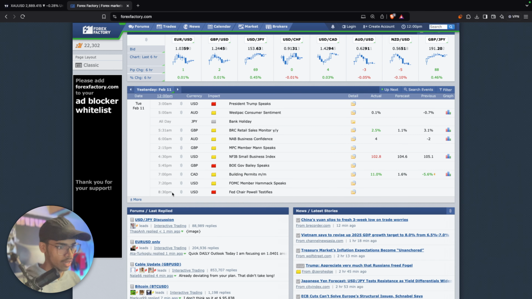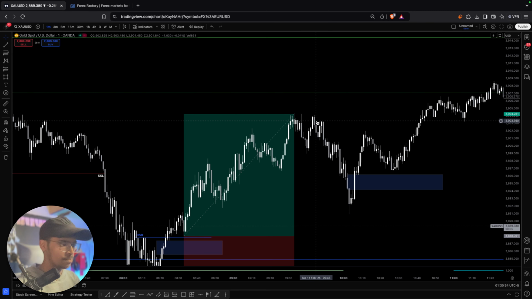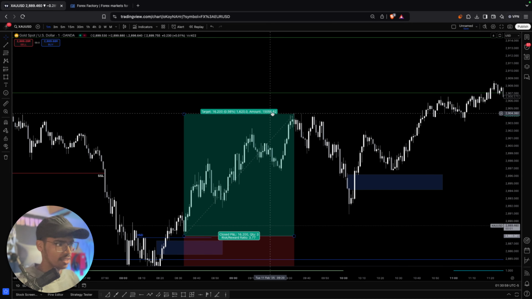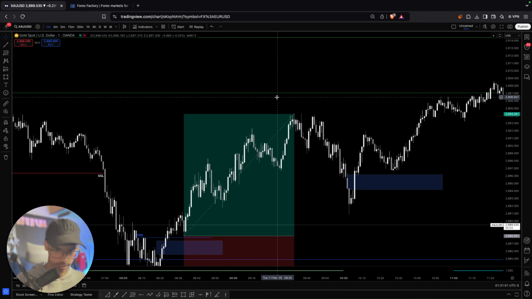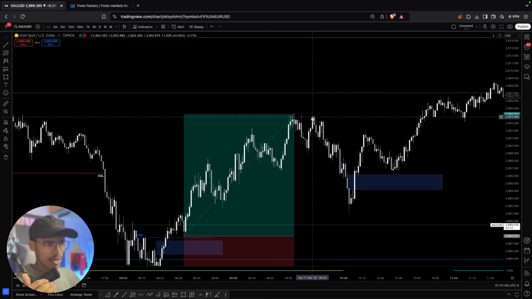So you can see at 8:30 p.m. Indian Standard Time, Fed Chair Powell is going to testify. So that is the reason I knew the market would do gyration. Because the market is rallying higher, once he starts speaking, the market will go in the opposite direction to take out all the sell stops.